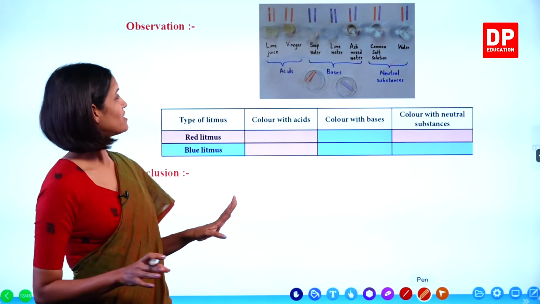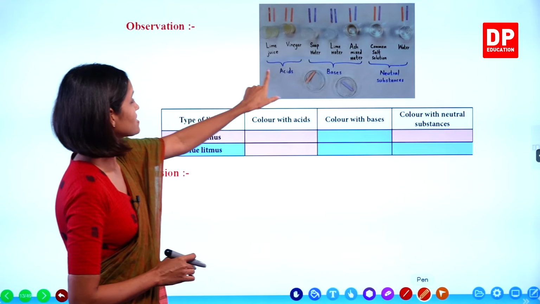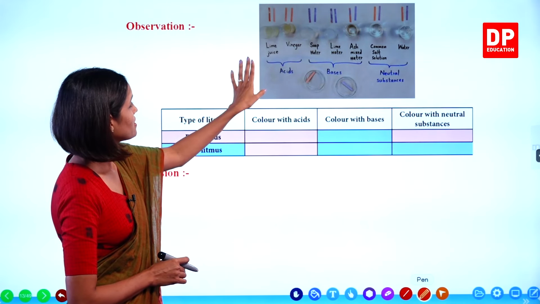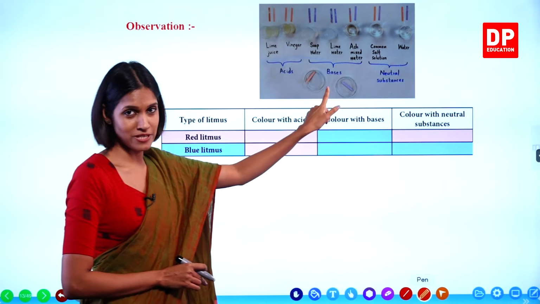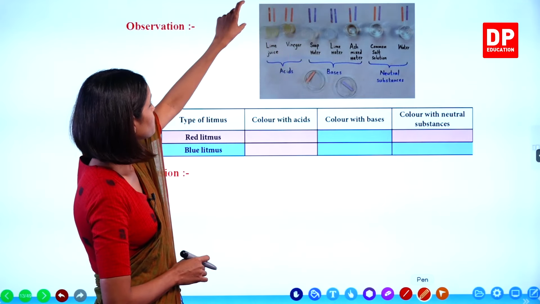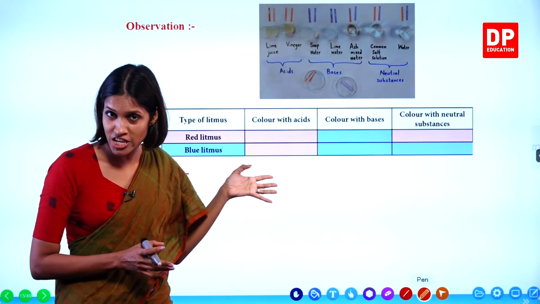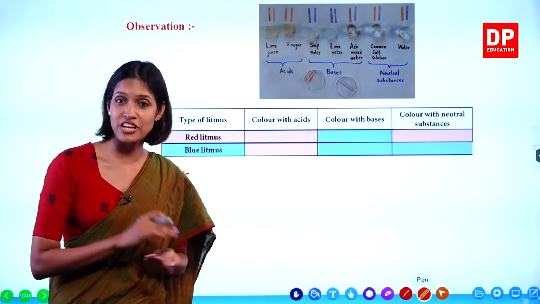So you watched the experiment, so it's very clear what were the observations, right? Here I took the same observation as a picture, so it's very clear. Okay, so you remember, now these are the litmus papers we used. Our red litmus and blue litmus. And what happened? When we put a few drops of lime juice on this litmus paper, red litmus, did it change the color? No. Red litmus did not change the color, but blue litmus turned red. Okay, and even with vinegar, what happened? Red litmus did not change the color, but blue litmus turned red.